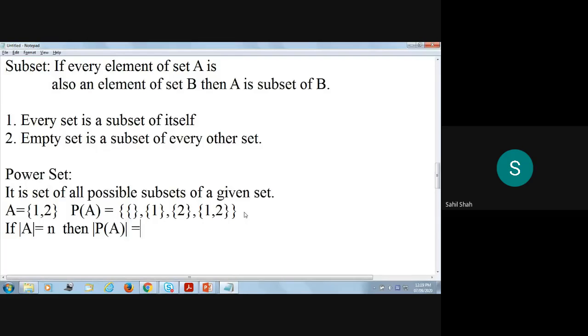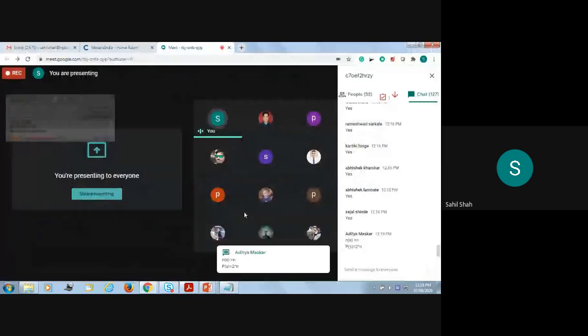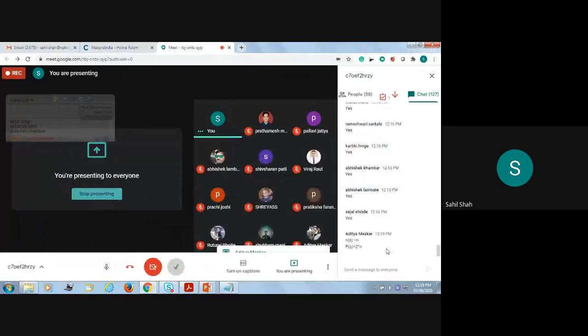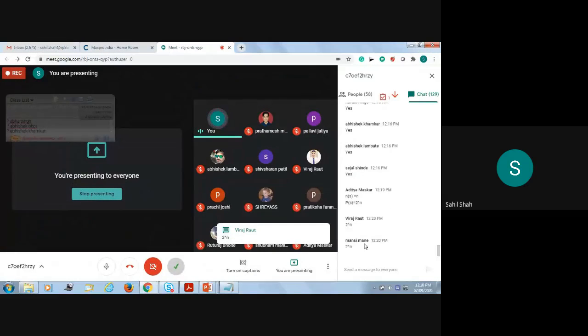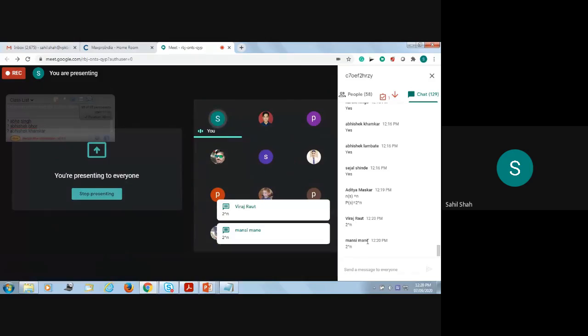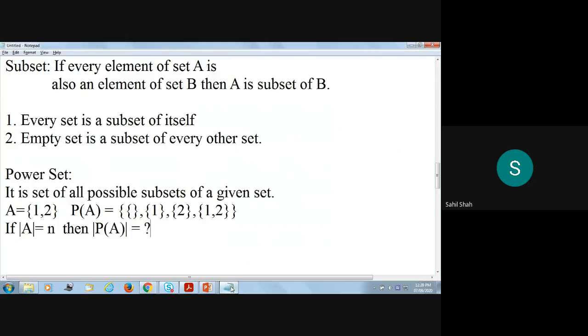Cardinality means total number of elements present in a set. Can you tell me the answer? The question is in front of you. Yeah, 2 raised to n. Perfectly fine. There are many questions in your examination based on this. They will ask you simply what will be the cardinality of this, so you have to remember. I hope this is clear.